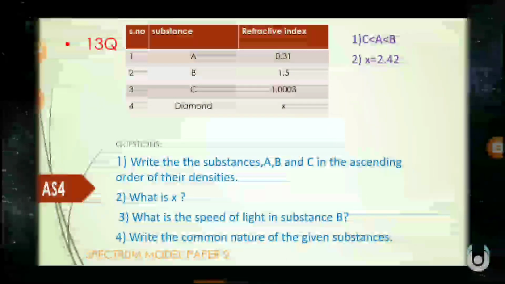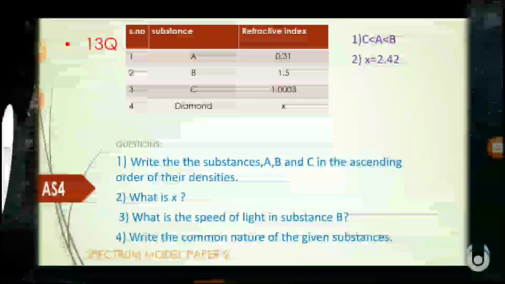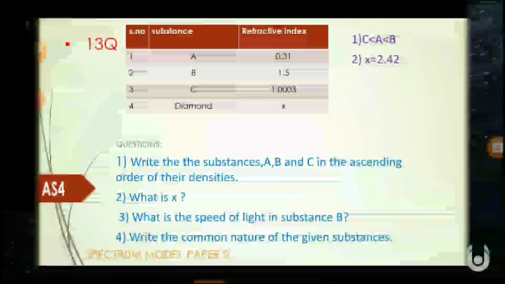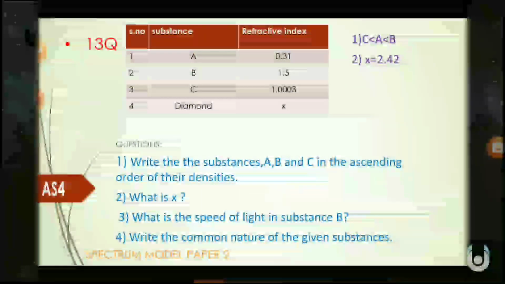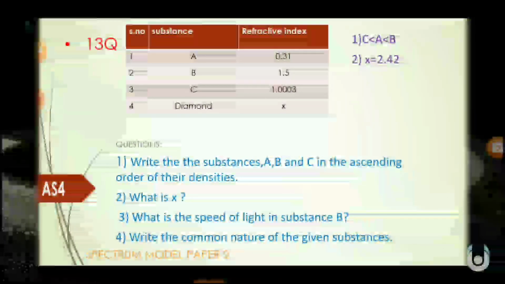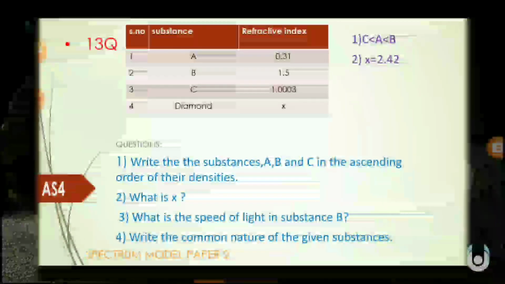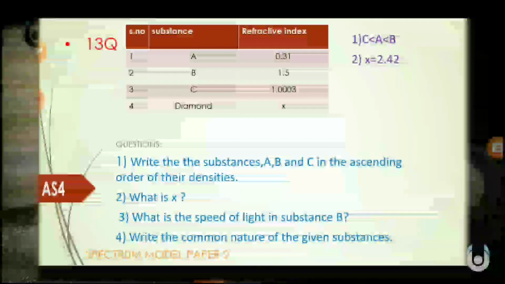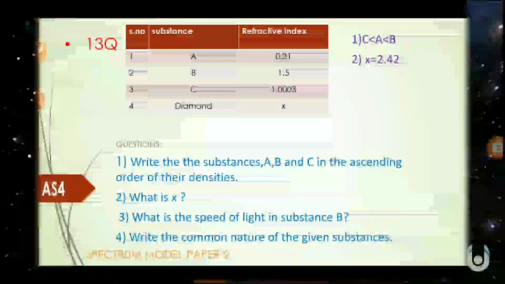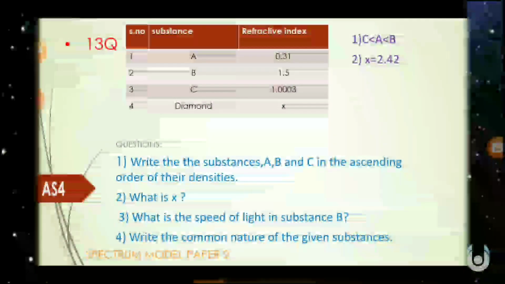First question. Write the substances A, B, and C in the ascending order of their densities. Answer is C is less than A is less than B. Here, C has less density because C has less refractive index, and B has high density because B has high refractive index.